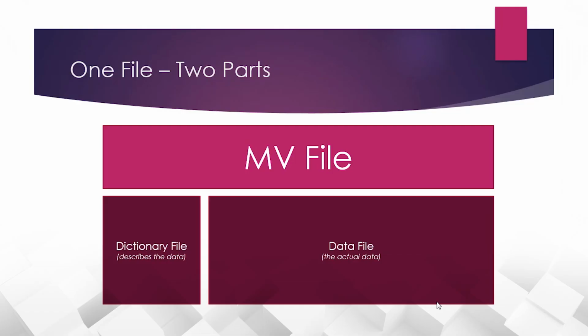So in MultiValue, one file has two parts. In some SQL databases, you have what's called the metadata or the schema that describes what the data looks like. In MultiValue, each file contains its own metadata that describes what that particular file looks like, and that's called a dictionary file, as we see over here at the bottom of this first slide. Now the dictionary file simply describes the data, that's all it does. And then you have the data file, which actually contains the data that you're working with, whether it's customers or orders or purchases or whatever it happens to be.